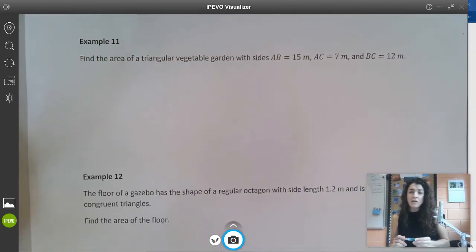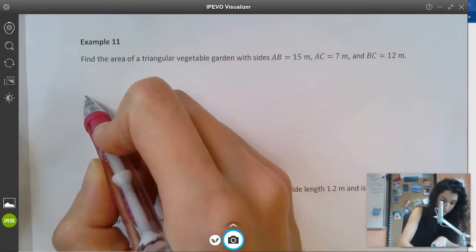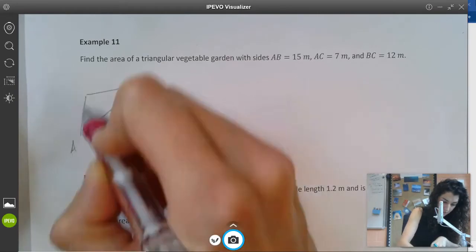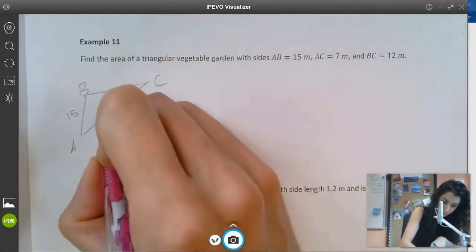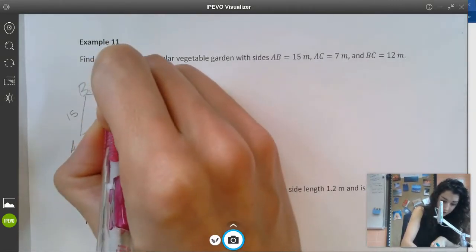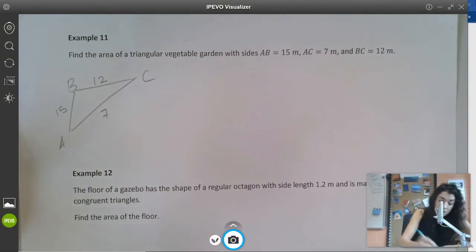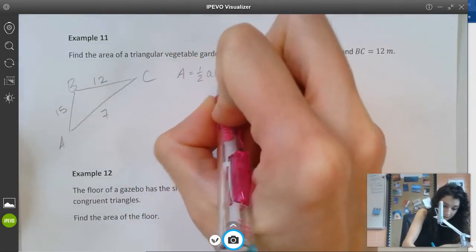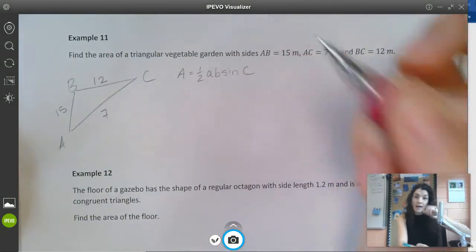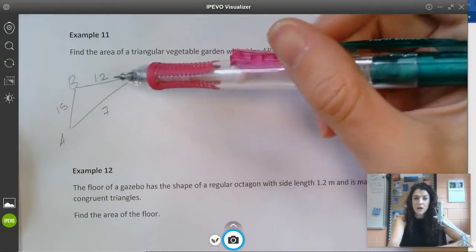Find the area of a triangular vegetable garden with sides. Okay, I need to do A, B, and C. One day I'll get a diagram that looks correct. We want to find the area, so hopefully I also wrote out the formula for area. And I've got all of these side lengths, so I have too many side lengths to choose from.